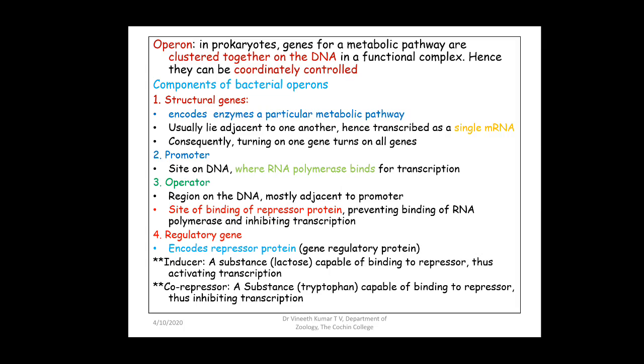So first we'll move on to the key points: what is an operon, how gene regulation occurs, and what is the need for gene regulation. Gene regulation in both prokaryotes and eukaryotes is meant for regulating a process. So why is a gene to be regulated? In the previous sessions we saw that from a gene mRNA is produced, and that is translated into a protein.